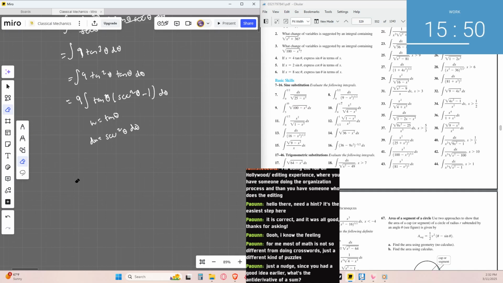Just a nudge, since you had a good idea earlier, what's the antiderivative of the sum? Actually, Pound, do you mind if I ask, are you a graduate student? Are you an undergrad, a high school student, or are you just someone like me, a hobbyist that doesn't do math as a job, but just loves the subject?